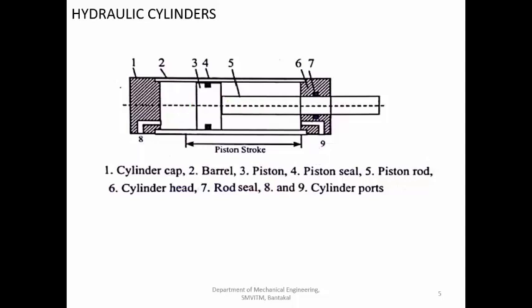Now the maximum distance a piston can move inside the cylinder, that is called as the piston stroke. So you can have 300 millimeter pistons, you can have 600 millimeter pistons, or you can have 100 millimeter pistons. 100 millimeter means usually it is the stroke.